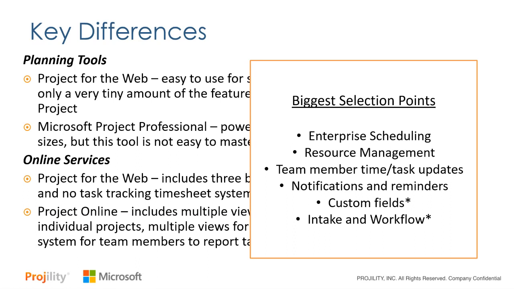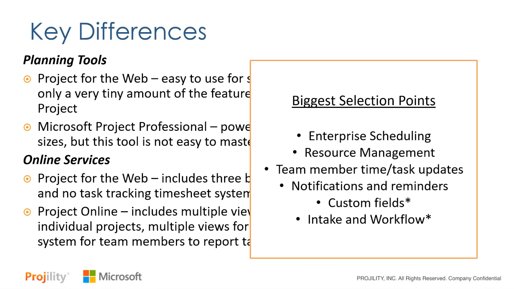If resource management is a key requirement, Project for the Web is probably not the right fit. Project Online is a much better fit with Project Professional. If today you need to do any kind of team member time tracking or task updates, today Project Online is a better fit. Project for the Web doesn't have a team member interface. It's designed really for that end user, the casual project manager, and the people on top that are getting reports. It doesn't today as well have any notifications or reminders.